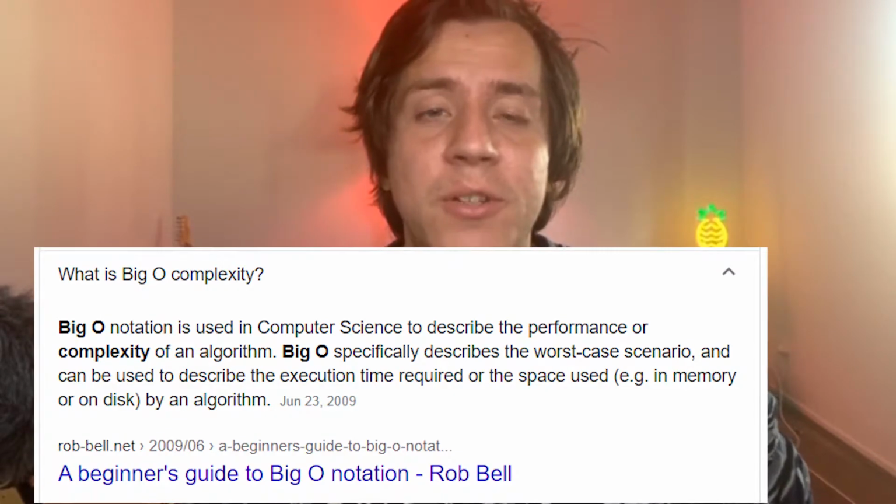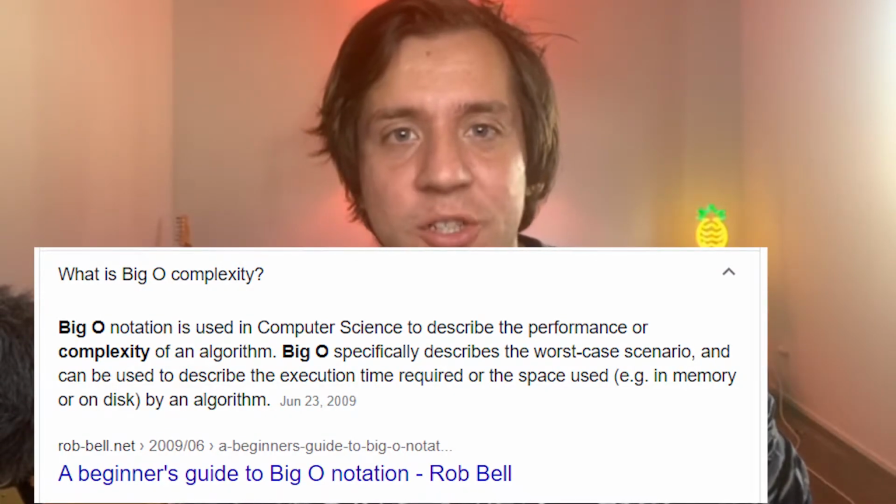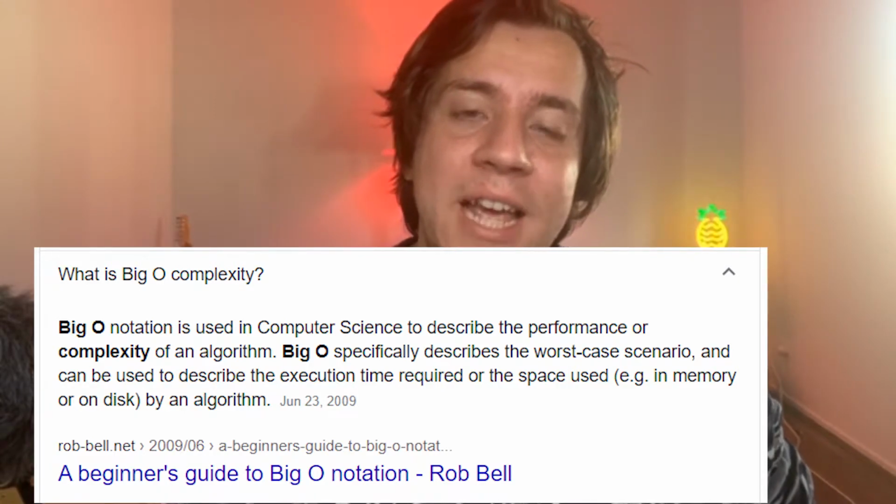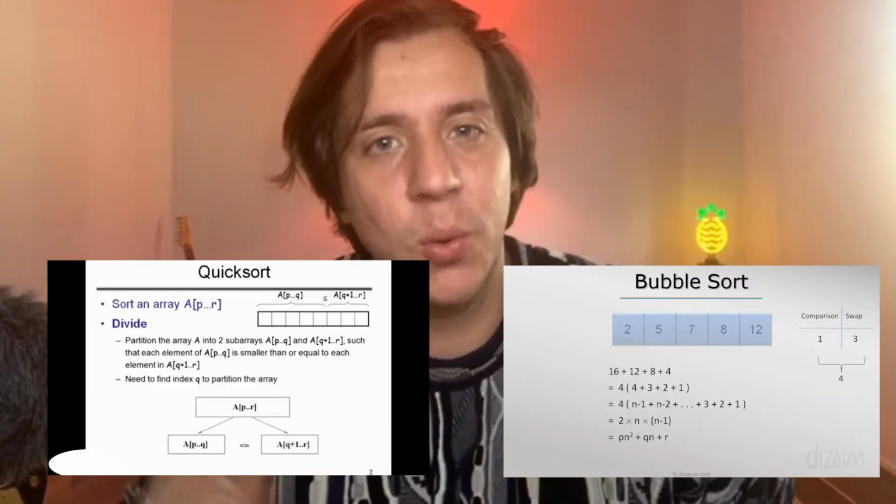When they teach you about algorithmic complexity, they're going to talk about something called Big O notation. The Big O notation is a way to mathematically describe how efficient your algorithm is and how many steps it takes to complete your algorithm versus how many data points there are that need to be sorted or dealt with. While you're learning about computational complexity and algorithmic complexity, you're probably going to learn about two sorting algorithms. There's bubble sort and quick sort.